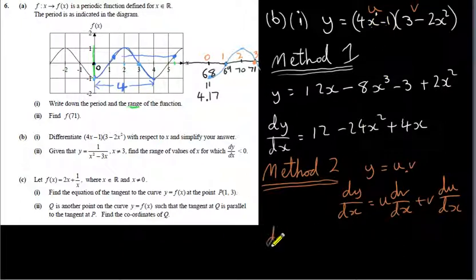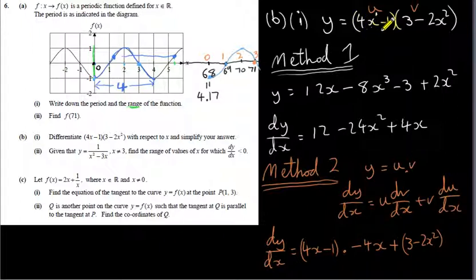So dy dx is the first function, which is 4x minus 1, multiplied by the derivative of the second function. So if we differentiate 3 minus 2x squared, what do we get? If we differentiate 3, we get 0. If we differentiate minus 2x squared, we get minus 4x. Then we have plus v, which is the second function, 3 minus 2x squared, times the derivative of the first function. Differentiate 4x minus 1 with respect to x. The derivative of 4x with respect to x is just 4. The derivative of minus 1 is 0.